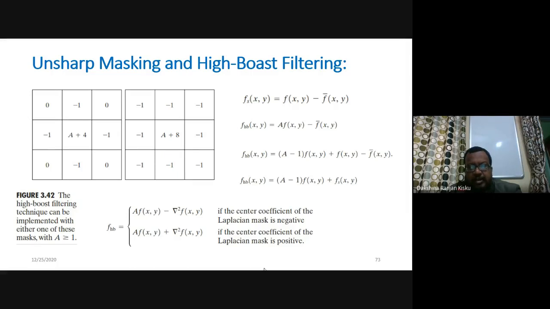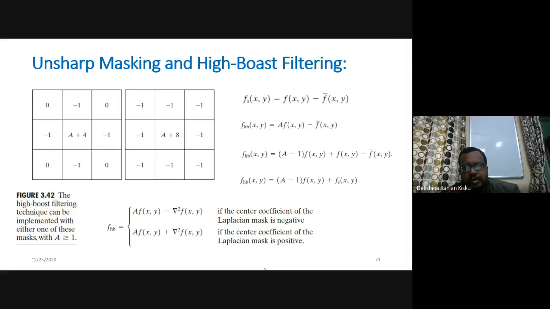we can subtract the blurred image from the input image. That means if the original image is f(x,y), and f'(x,y) is the blurred image, then we can subtract this blurred image from the original image f(x,y), and we get the sharp image fs(x,y). This fs(x,y) denotes the sharp image, and this technique is called unsharp masking.